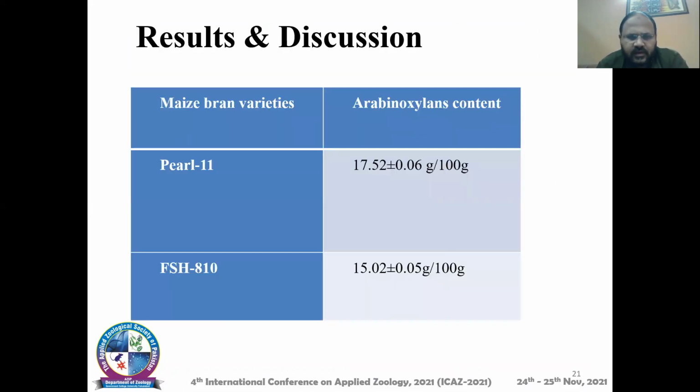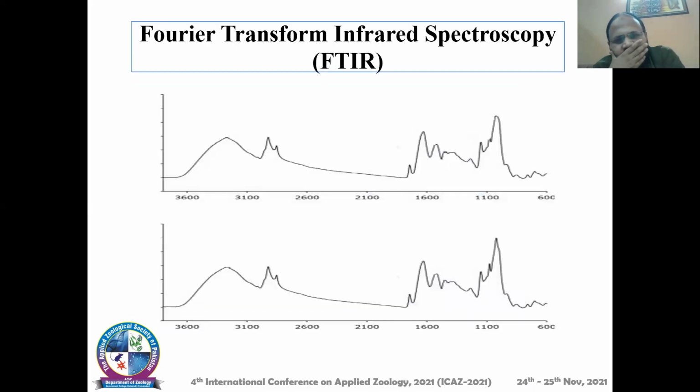So it's the results and discussion part. You can see here arabinoxylan content in different varieties, Pearl and FSH 810. In Pearl, 17.52% arabinoxylan is present in maize bran. In this variety, Pearl 11 maize bran and FSH 810 bran, 15.02% arabinoxylan was present. You can see here the Fourier transform infrared spectroscopy graph, in which different functional groups have been described. So arabinoxylans are the major structural group in these. Arabinoxylan consists of different phenolic compounds, different phenolic acids attached, especially ferulic acid is present and shown in this graph from FTIR.